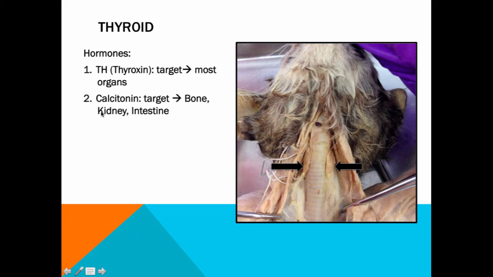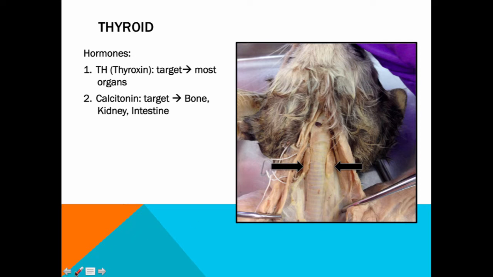So hormones associated with the thyroid are TH, or thyroid hormone, also known as thyroxine, whose target tissue is most cells. Most cells. So we know one of the main actions of thyroid hormone is to increase metabolic rate.